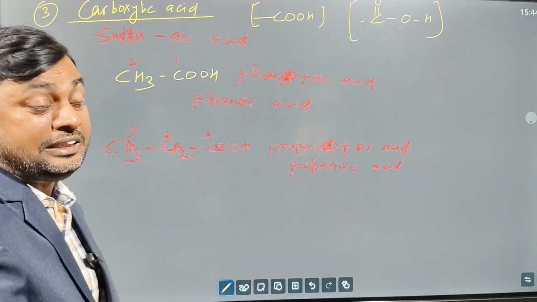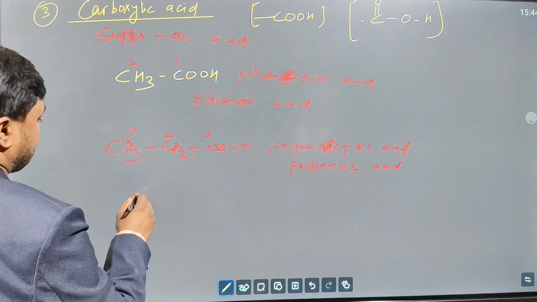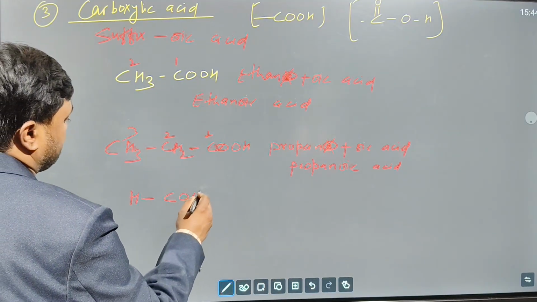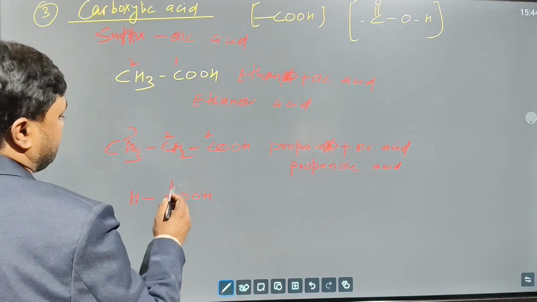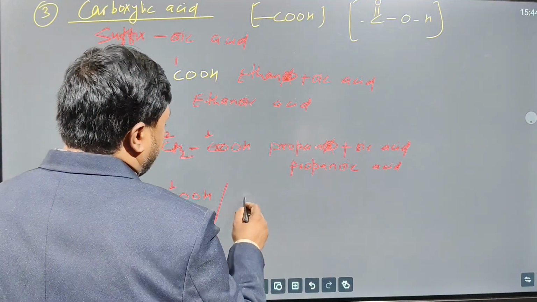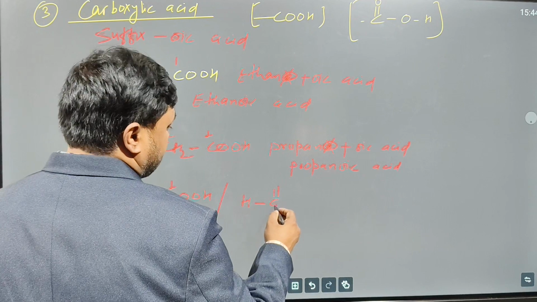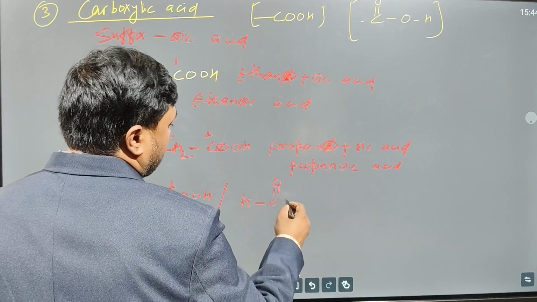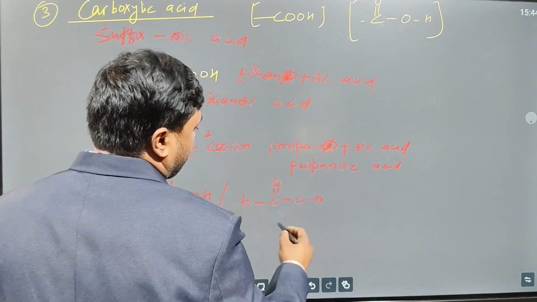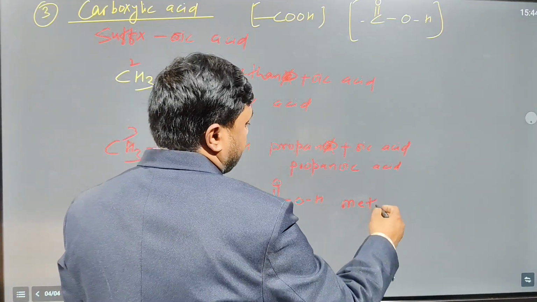How are we going to write methanoic acid? Methanoic acid is just HCOOH. One carbon is there, so methanoic acid. We also write it like this: H single bond, H single bond, C double bond O. One carbon means methane, so it is methanoic acid.